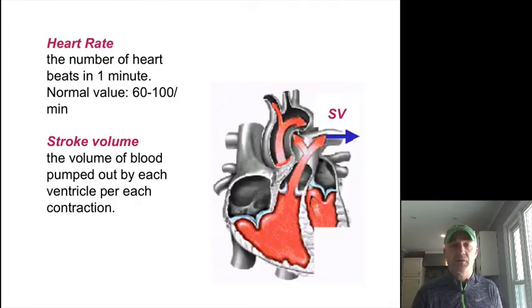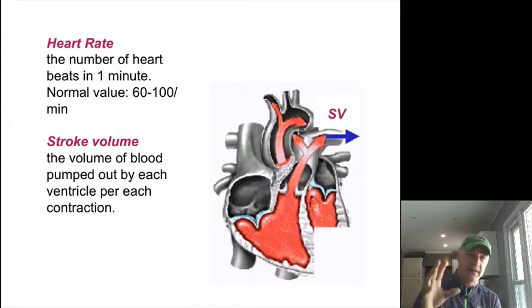So some of these things are pretty straightforward. I think everybody knows what heart rate is: it's just how many beats the heart does in a minute. We've also talked about how most of the blood flows passively into the ventricles, and then the atria go into systole and push the rest of the blood down into the ventricle. Then the ventricle contracts, and the amount of blood that it pumps out in that single beat is what we refer to as stroke volume.